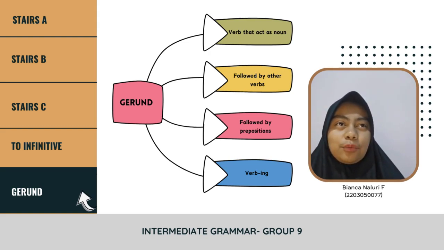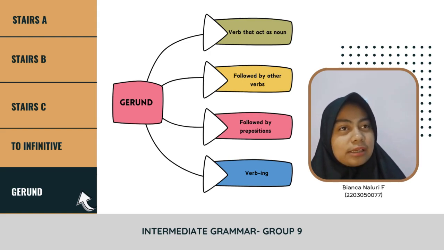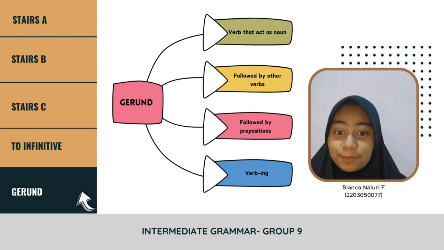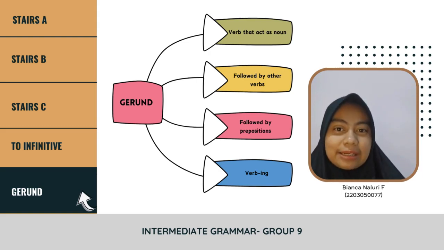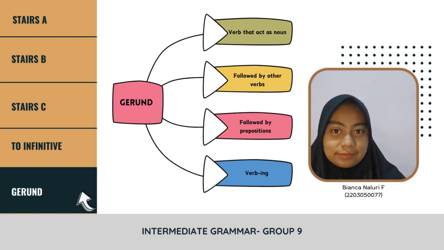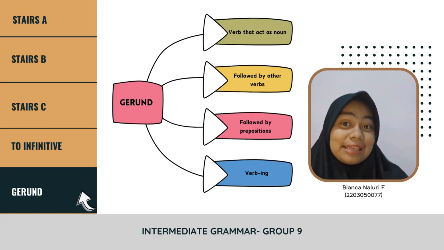And what do gerunds look like? Actually, gerund looks like present participle. It is verb-ing. So, how do we form gerund? Let's take a look at the next slide.